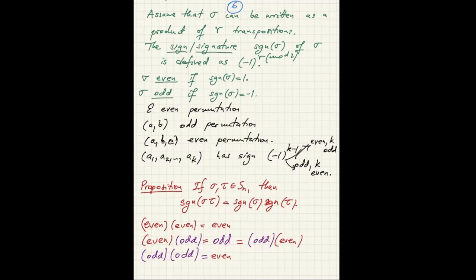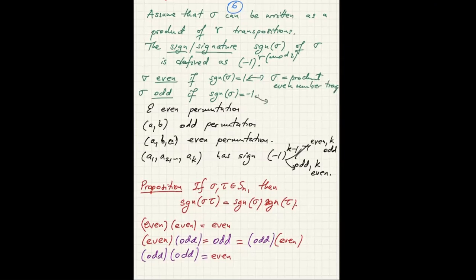So I'll make it more clear here. Sigma is going to be even if the signature of it is 1, which is the same thing as saying that sigma is a product of an even number of transpositions.